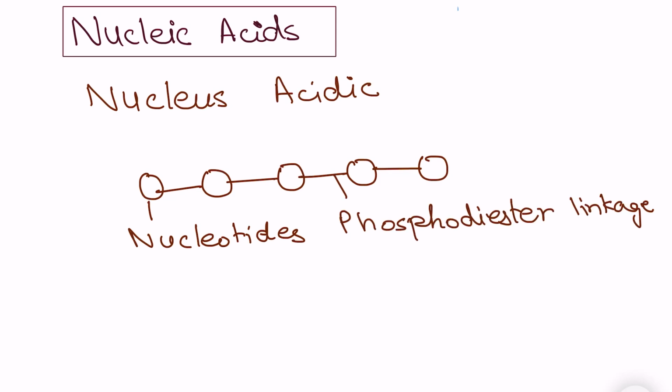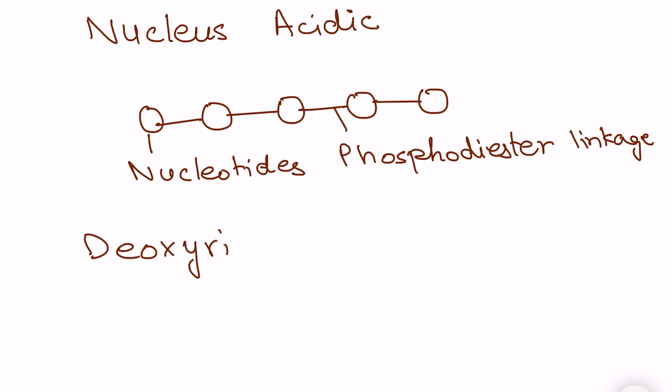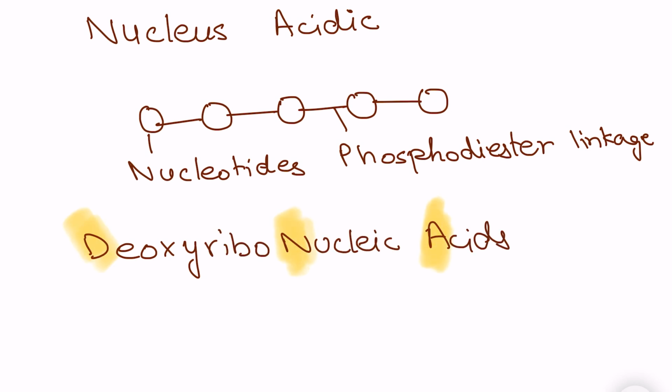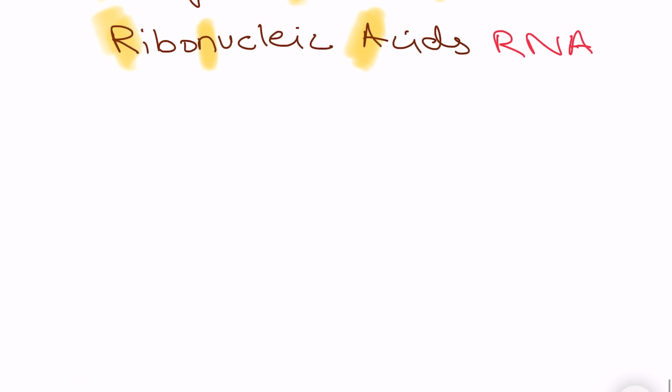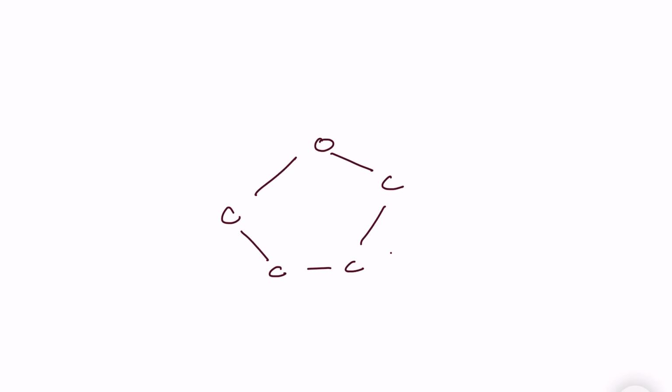linkage. There are two types of nucleic acids in our body: deoxyribonucleic acid, or DNA, and ribonucleic acid, also known as RNA. They both are very similar. Let's discuss them one by one. A nucleotide is different than any other monomer because it is further composed of three different subunits. First of all, we have a ribose sugar. It is a 5-carbon sugar.